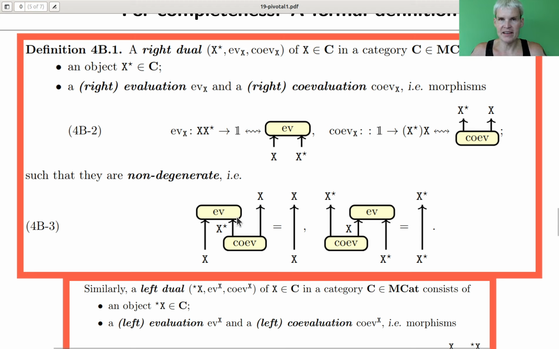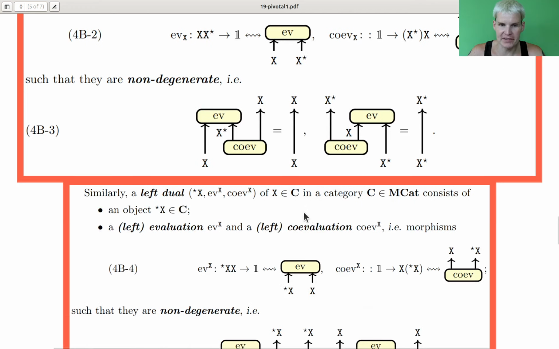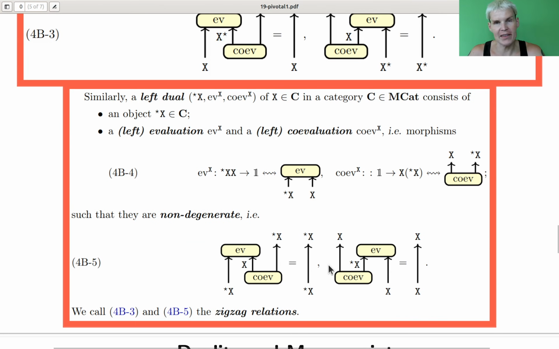Evaluation is an invertible thing. It's not really invertible because it goes from x tensor x star to the trivial object, but it's kind of invertible. It has this type of right inverse, and the other one has a left inverse. You can kind of invert what you've done, but not quite. That's the concept of a dual. So a dual is an object together with those two morphisms that are invertible in a certain sense. And the left dual is exactly the same, just drawn the other way around.